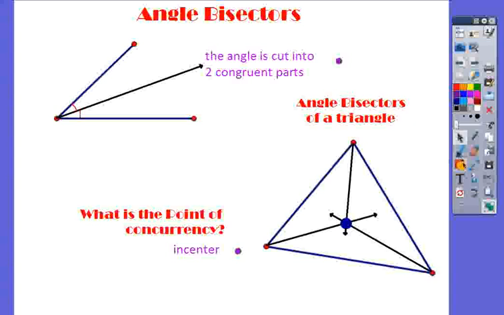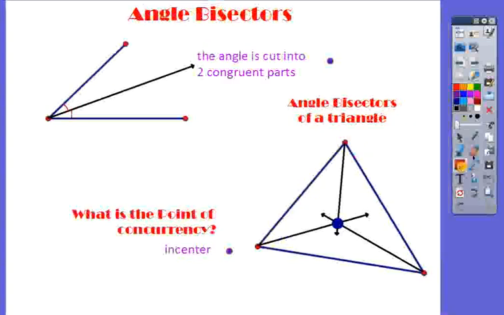Now, the angle bisectors of a triangle have a very special property. What we can learn from these is that the distances from the incenter to the sides of the triangle are all going to be congruent measures. And remember, when you're drawing a distance from a point to a line, you are always creating right angles.